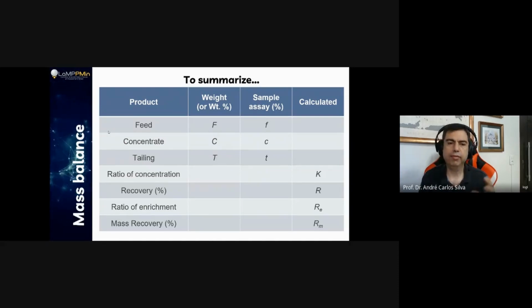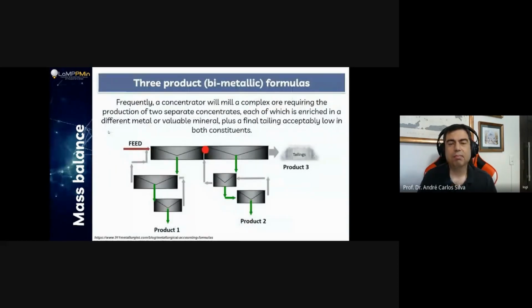I have, for the feed, capital letters, and lower case for feed, concentrate, and tailings, and I can also calculate ratio of concentration, recovery, mass recovery or mass yield, ratio of enrichment, and so on. So now we have 6 inputs, and I have 4 outputs from my mineral processing plant as a mass balance. But normally that's not what's going to happen. Many times what I'm going to have is a byproduct, and I'm going to sell this, so it's like a co-product.